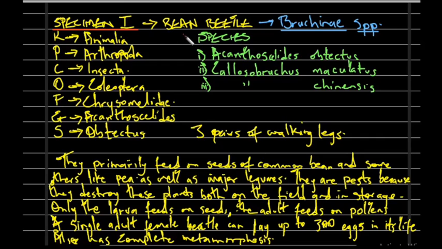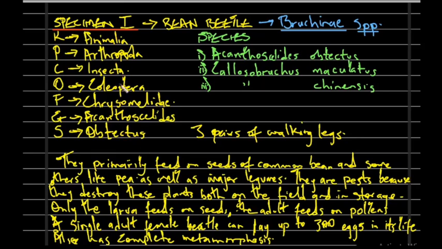Specimen I is another insect, that is the bean beetle. Its group name is the Bruchine species. The Bruchine species has so many species. Examples are Acanthoscelides obtectus, Callosobruchus maculatus, and Callosobruchus chinensis. These are different species of this particular bean beetle.